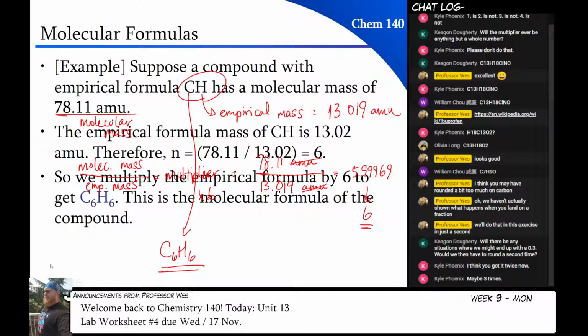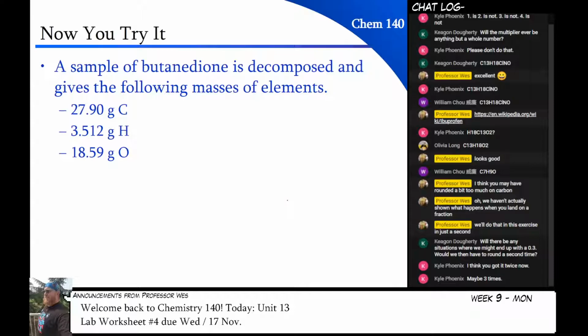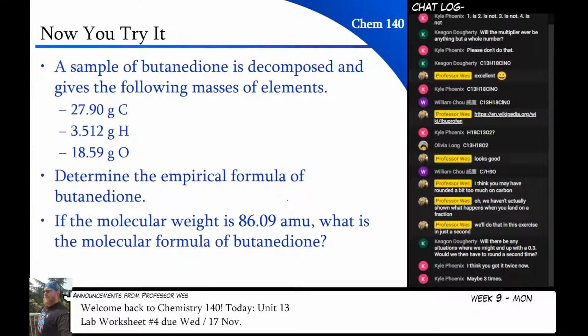And there is our walkthrough right there. All right. I'm going to have you do the entire process, start to finish. So I'm going to give you butane-dione, which is these element masses after it's been decomposed. First, I want you to tell me the empirical formula. And then once you have the empirical formula, knowing that it has a molecular mass of 86.09, tell me what the molecular formula is. So do it in this order. Do the empirical formula first, then the molecular formula.